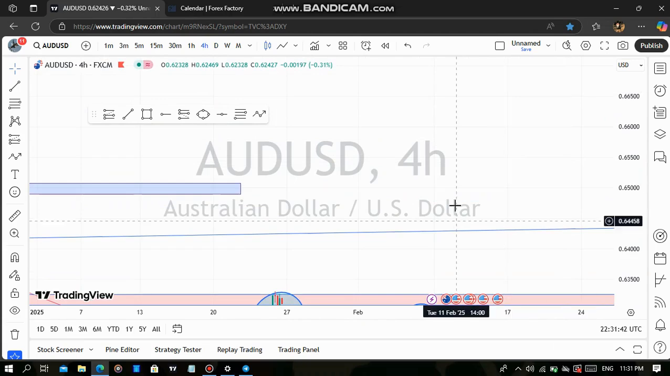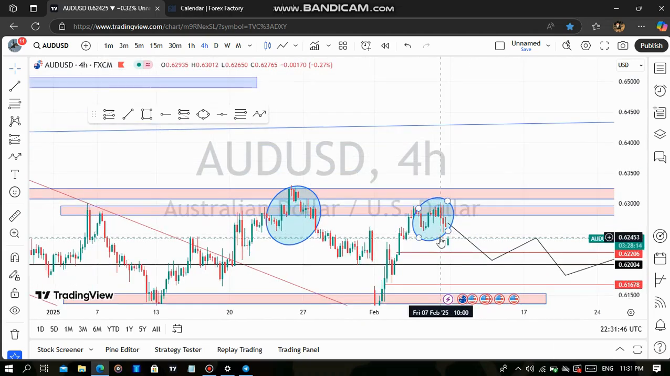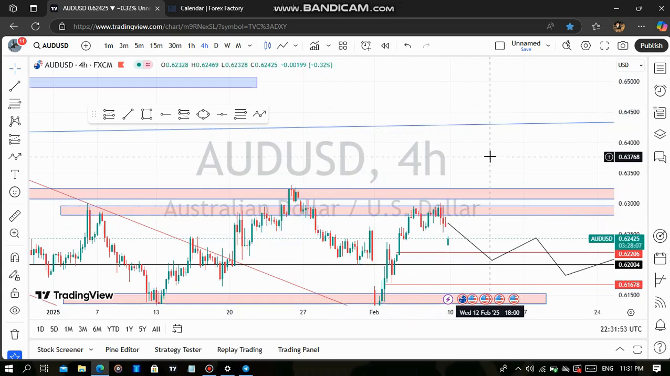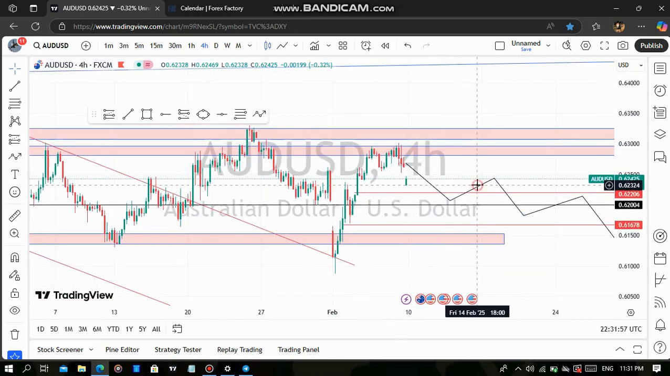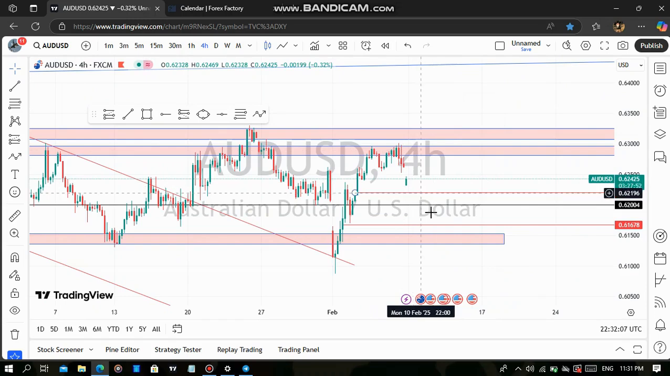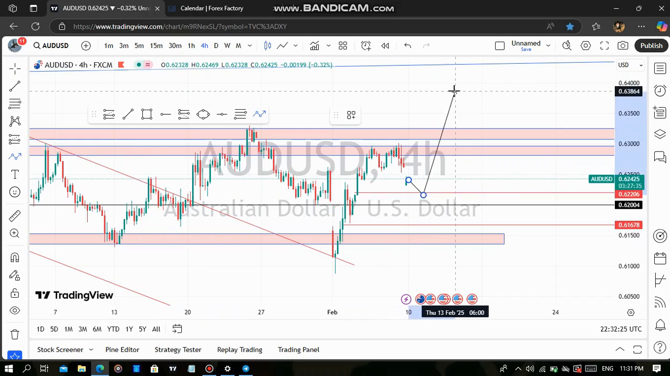I also have possible entries on AUD USD as well. My possible entries on AUD USD are similar to DXY. This is a Fibonacci retracement level. This level is another Fibonacci retracement level. From this point, at any point in time, if there is a rejection on this zone, I can expect that the liquidity grab on that zone can break the resistance.